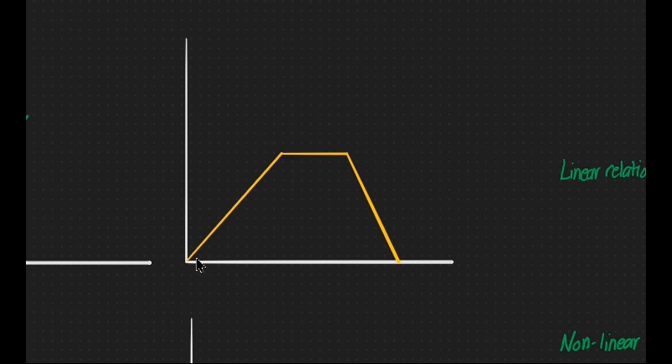For instance, here, the rate of change as it goes along this line is not the same as this line or this line. This one slopes up to the right. This one doesn't change over the horizontal. And this one goes down and to the right. So this, even though it's made up of lines, is not a linear relationship because the rate of change is not the same throughout the graph.